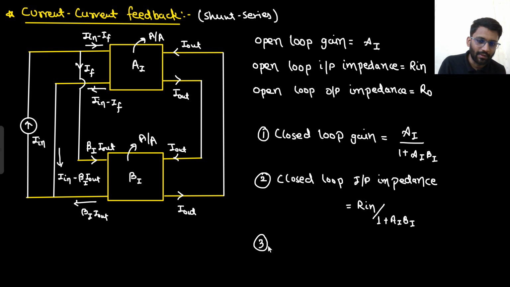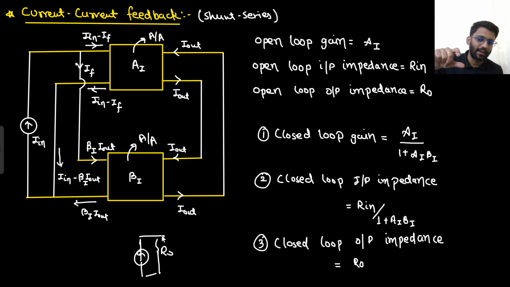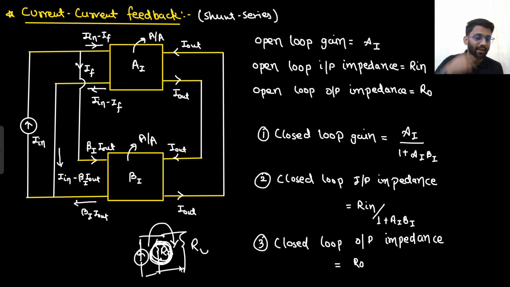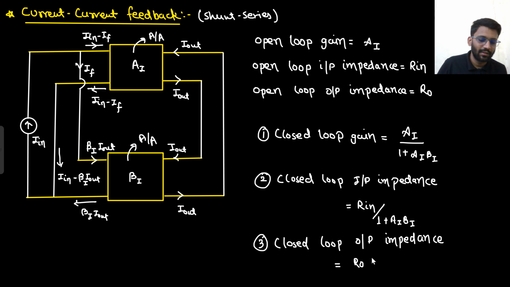Now what about R0? Closed loop output impedance. So your output is current. The amplified version is the current. Then you have an R0 and then you have an RL. So what do you want? You want more and more current to go in the load. That means you want very little current here. If you want very little current here, that means you want R0 to be high. If R0 is high, then only there will be less current here. So you want your R0 to be high. So R0 into 1 plus AI beta I.